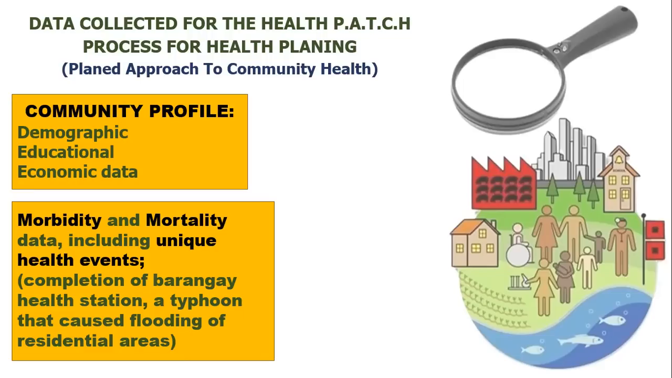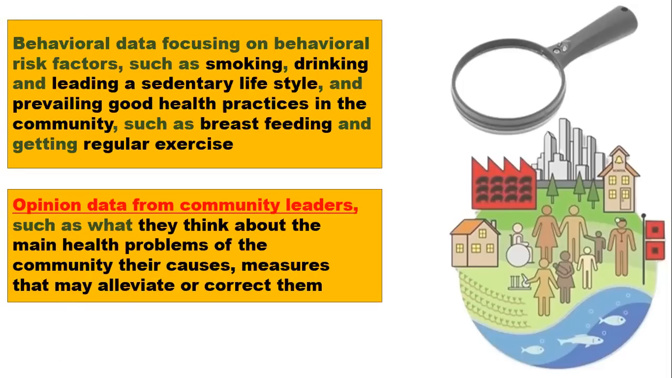So next, behavioral data, focusing on risk factors such as smoking, drinking, leading a sedentary lifestyle, and prevailing good health practices in the community such as breastfeeding and regular exercise. So we should also check that, right? How many smoke? How many drink alcohol? And how many are breastfeeding mothers? So we should also check that.